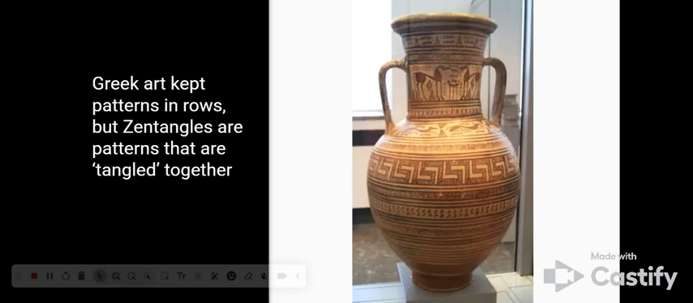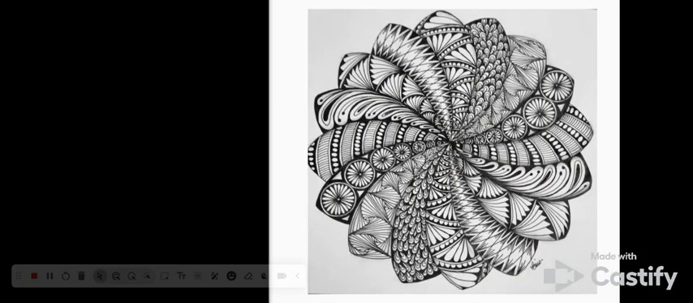So this is an example that I don't want you to do. Some patterns don't really suit themselves well for a Zentangle. With Greek art specifically, you're going to see very ornate, clean rows and organization to it. A Zentangle isn't really like that. A Zentangle is going to feel more wrapped together or tangled up. We want that to be something we're seeing in our design.